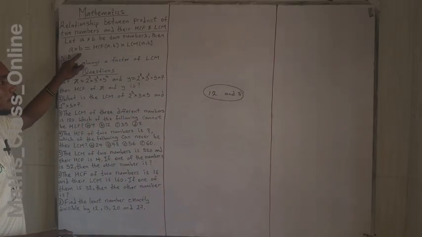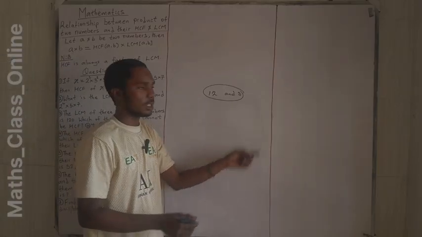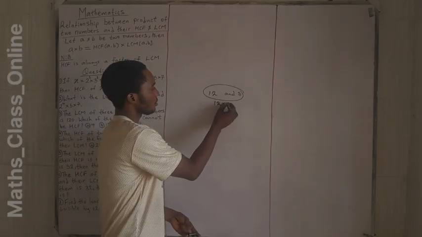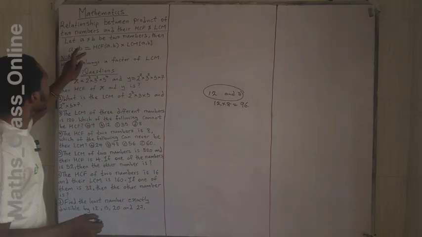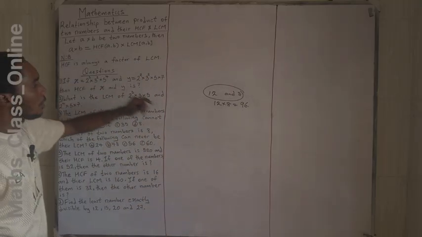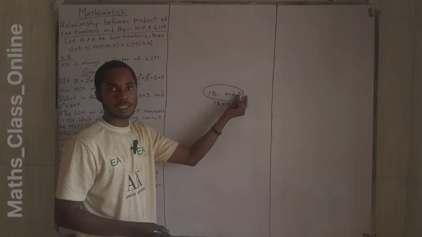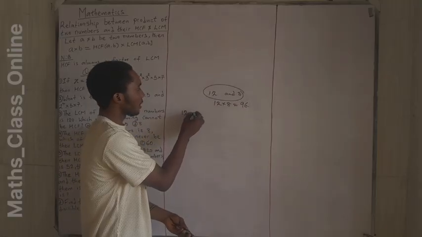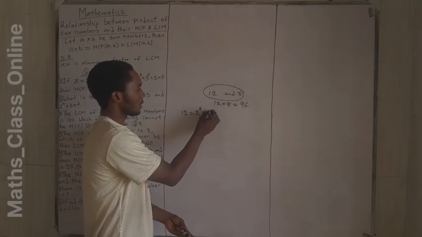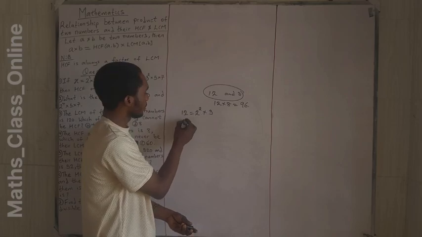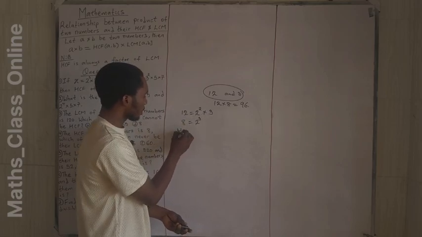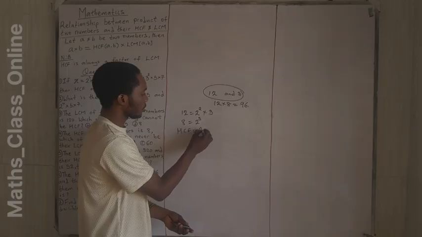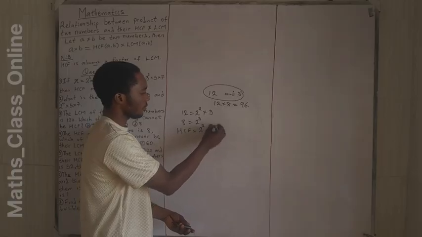A multiplied by B. Let's multiply 12 and 8 together. This will give us 96, which is equal to the highest common factor times the LCM. What is the highest common factor of 12 and 8? 12 can be written as 2 raised to the power of 2 times 3, and 8 can also be written as 2 raised to the power of 3. The HCF is equal to 2 raised to the power of 2, which is equal to 4.